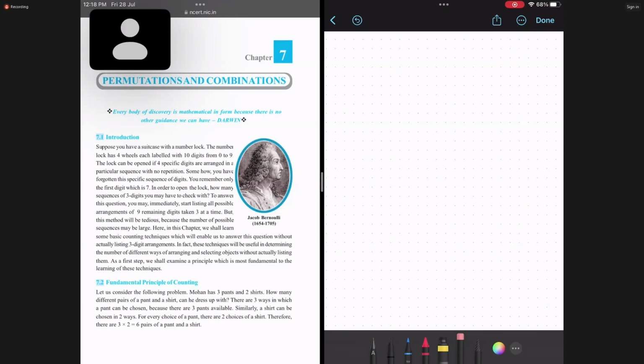Differing from the other chapters, you don't actually need as much grasp on theory as you need practice in this chapter. And the more questions that you solve, the better you will be able to attempt the questions of this chapter, right?